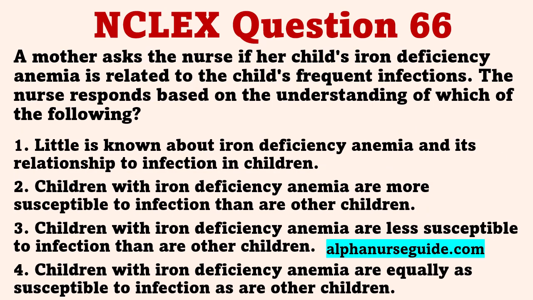A mother asks the nurse if her child's iron deficiency anemia is related to the child's frequent infections. The nurse responds based on the understanding of which of the following? 1. Little is known about iron deficiency anemia and its relationship to infection in children. 2. Children with iron deficiency anemia are more susceptible to infection than are other children. 3. Children with iron deficiency anemia are less susceptible to infection than are other children. 4. Children with iron deficiency anemia are equally as susceptible to infection as are other children.